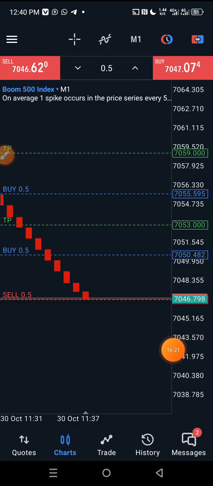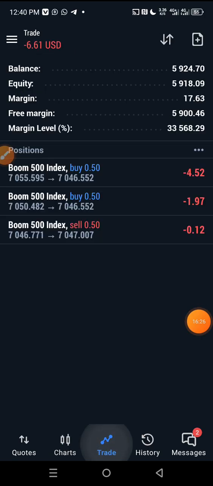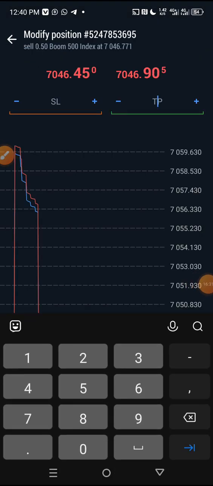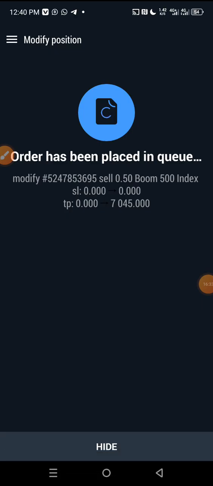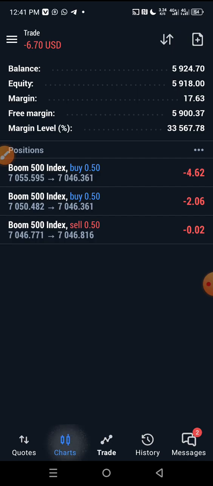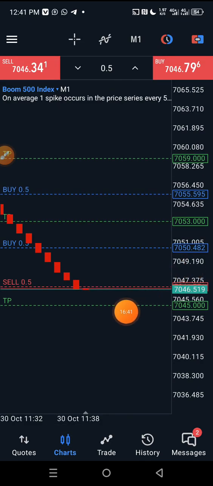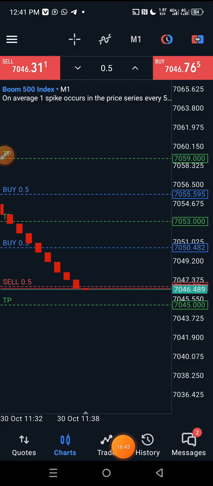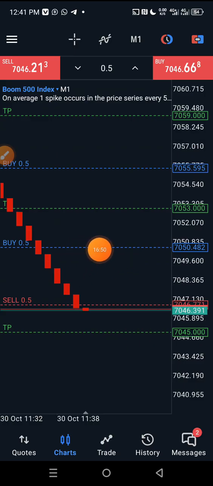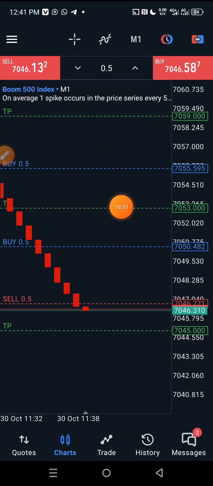If I'm setting this one that is sell, maybe I can put it at 70.45. Okay, the one I sold now, you can put it at 70.45. Are you seeing it? So meaning that if this sell now hits here, it will close. So that is how to put it on a bull market or in any market. In any market, just note that if you are buying, your take profit should be above the price. If you are selling, your take profit should be below your price.